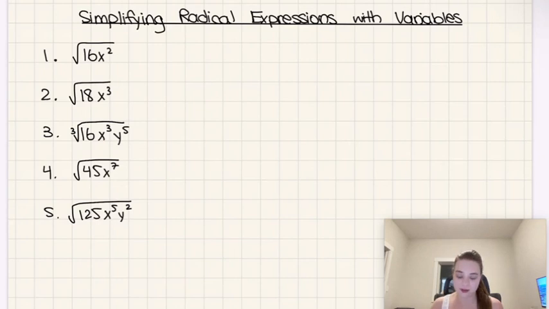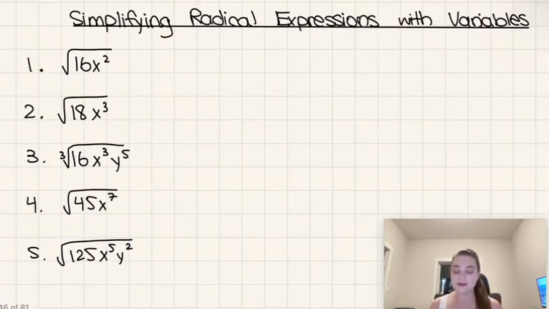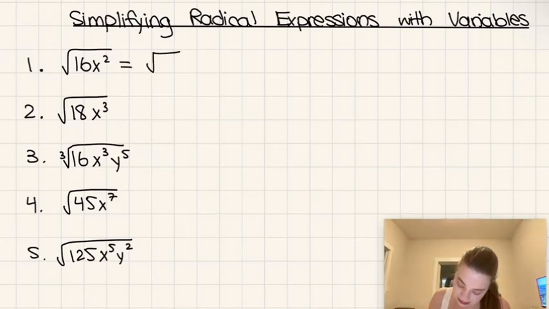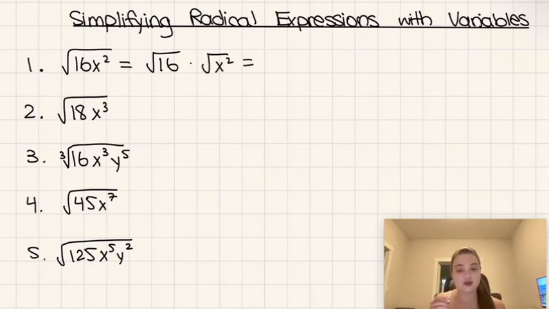Today we're going to be simplifying these radical expressions with variables. All right, so let's start with the first one. First thing I'm going to do here is separate the root 16 from the root of x squared. So this is the same as root 16 times root x squared. And then the square root of 16 is 4, and the square root of x squared is just x. So overall, this is the same as 4x.